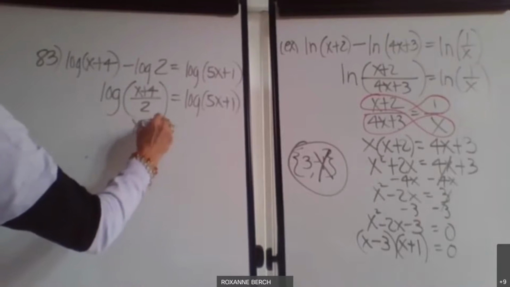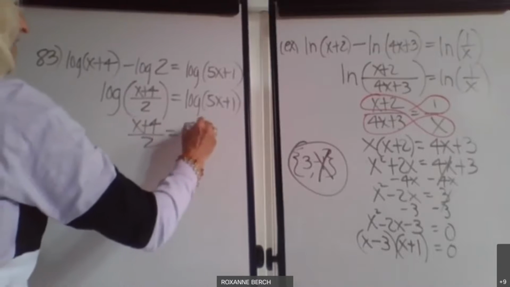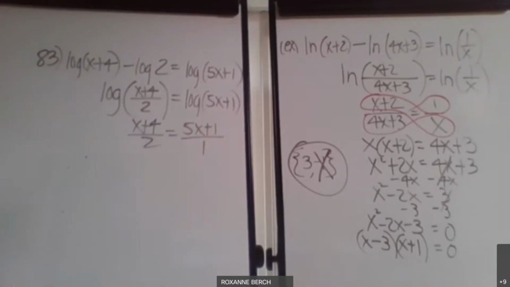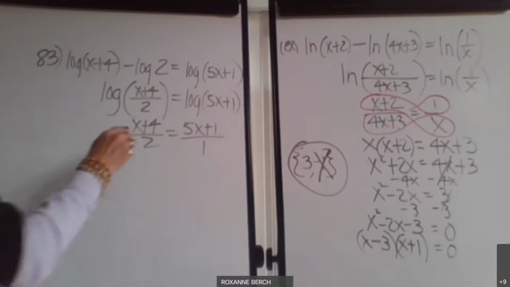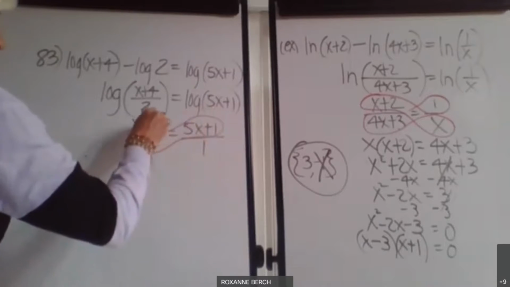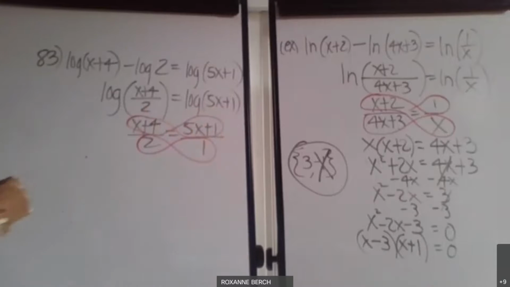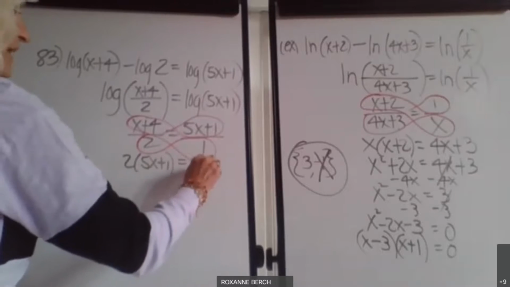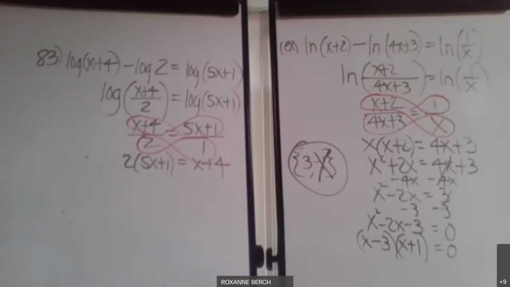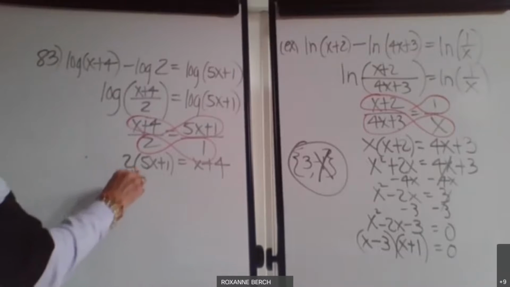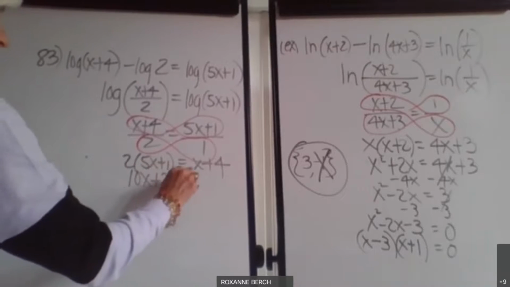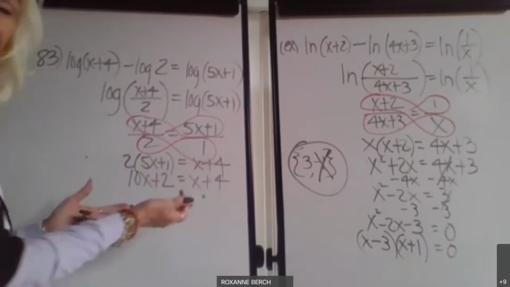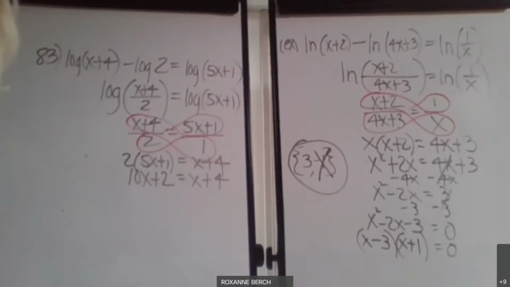So wouldn't this be x plus 4 over 2 equals 5x plus 1 over 1? Yes. And when you have a proportion, can't you cross multiply? So wouldn't this be 2 times the quantity 5x plus 1 equals x plus 4 times 1? So wouldn't this be 10x plus 2 is equal to x plus 4? And isn't this just linear? It's not a quadratic, which is good.